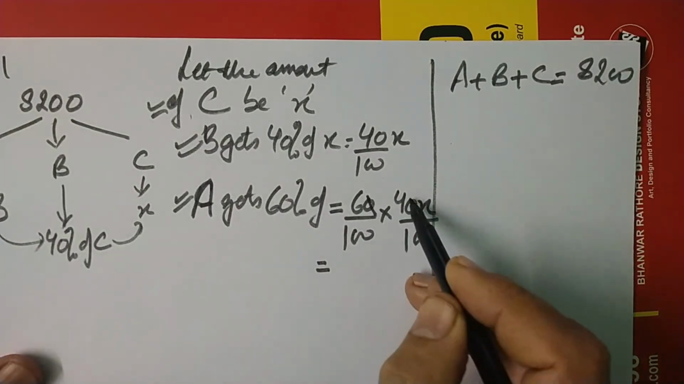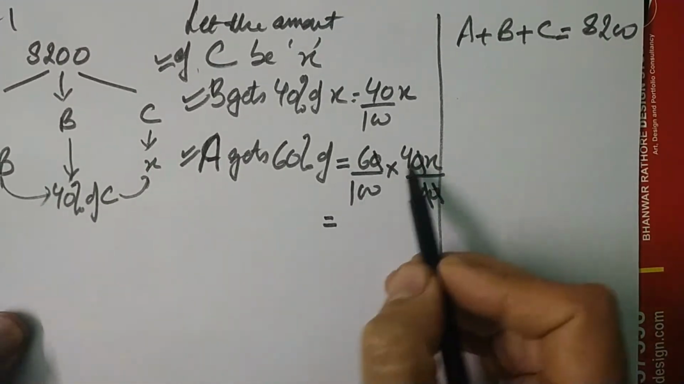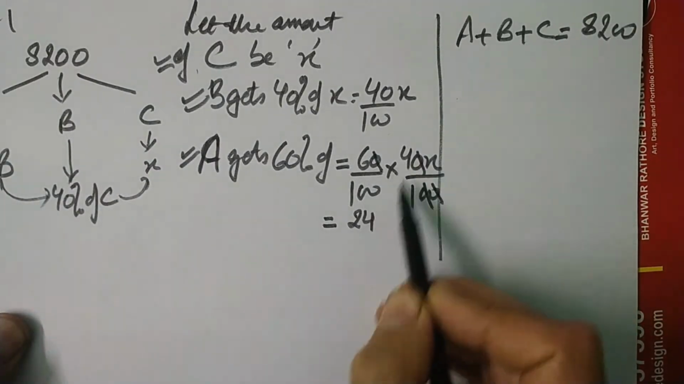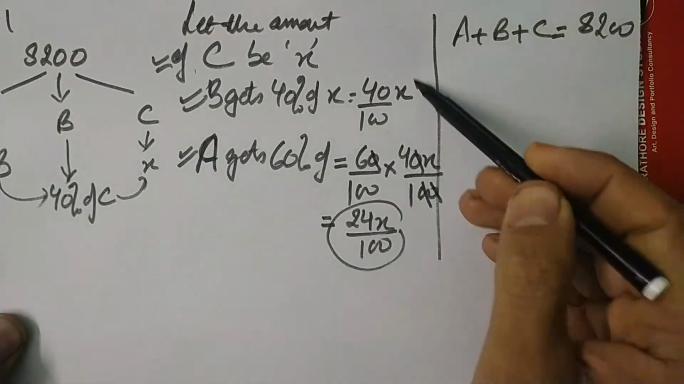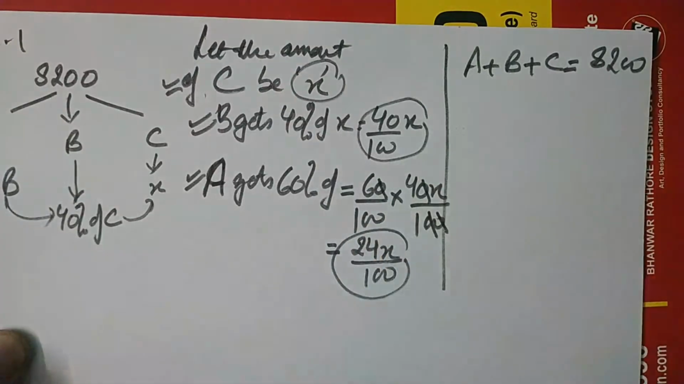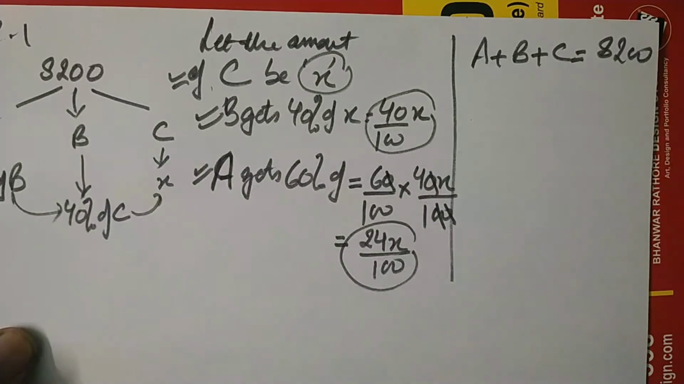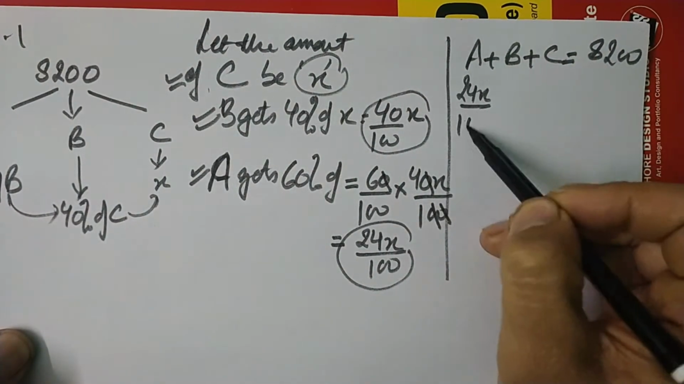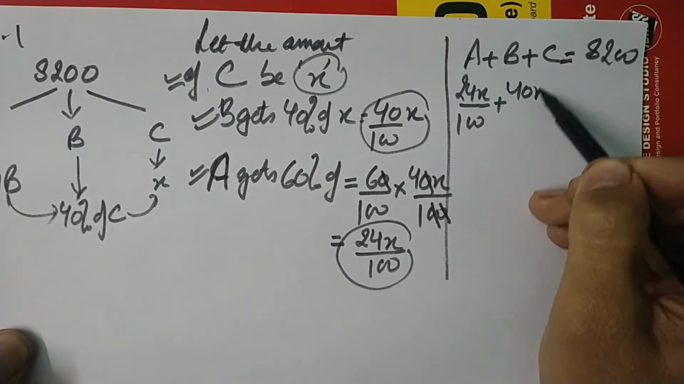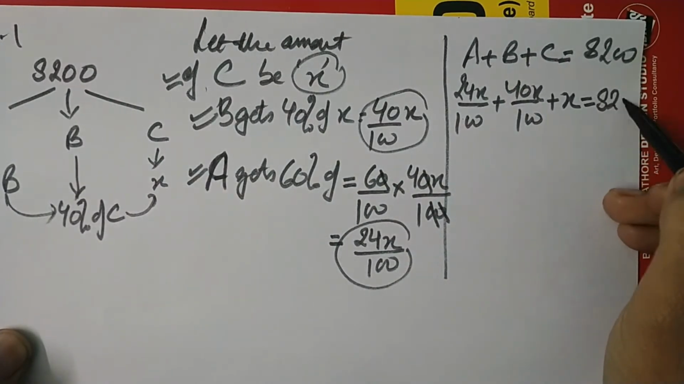Cutting with 100, I will not cut all the numbers. This will become 6 into 4, 24x upon 100. So this is A, this is B, this is C. First watch, after that you can see the replay and you will understand. Now we will put the value. A is 24x upon 100, B is 40x upon 100, C is x, equal to 8200.